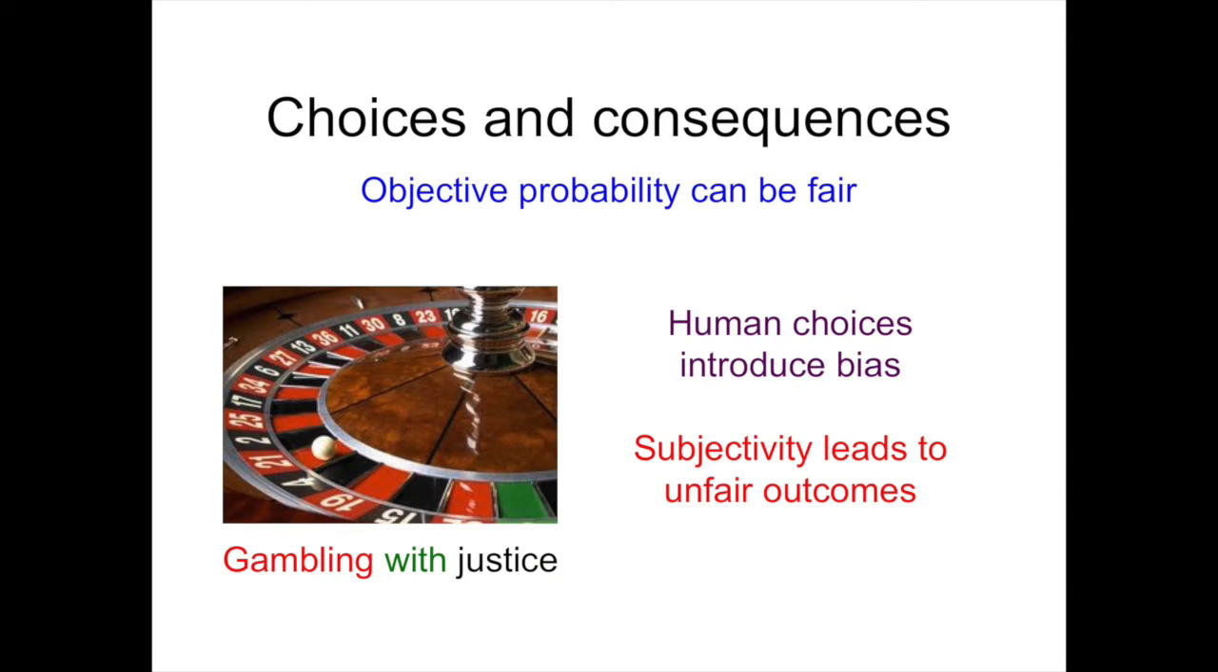Subjectivity introduces human choices and the consequences of those choices. While objective probability can be fair, gambling against stacked house odds is not as fair. Human decisions have bias that undermines objectivity. That unneeded subjectivity can lead to an unfair scientific outcome.